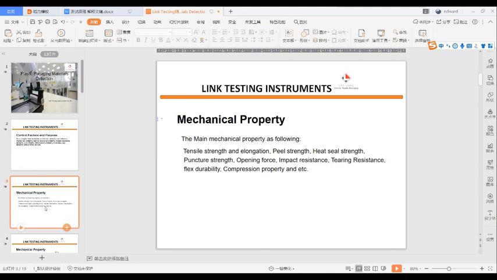About the mechanical properties, the main mechanical properties are the tensile strength, elongation, peel strength, heat seal strength, puncture force or puncture strength, opening force, impact, tearing, flexibility, compression properties, and so on. This is the main properties we can get. In fact, we have more than that, but this is the main production lines of ours.